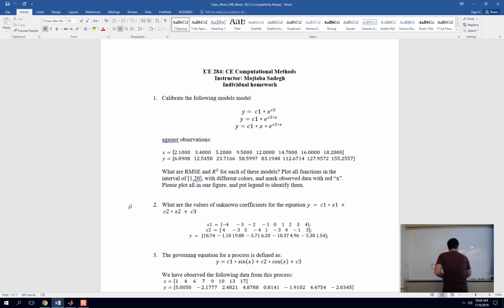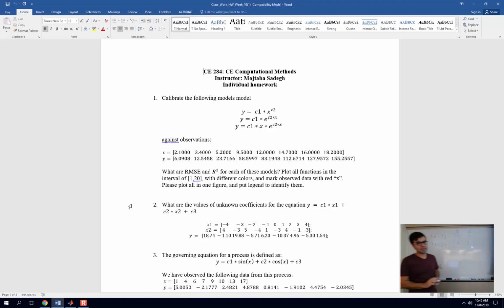For example, we had 2 times x plus 3 times y, or like 4 times x plus 5 times y. For A, we had 2 and 3, 4 and 5. The first column represents x, the second column represents y. And then 2 is a known coefficient. X is the unknown.